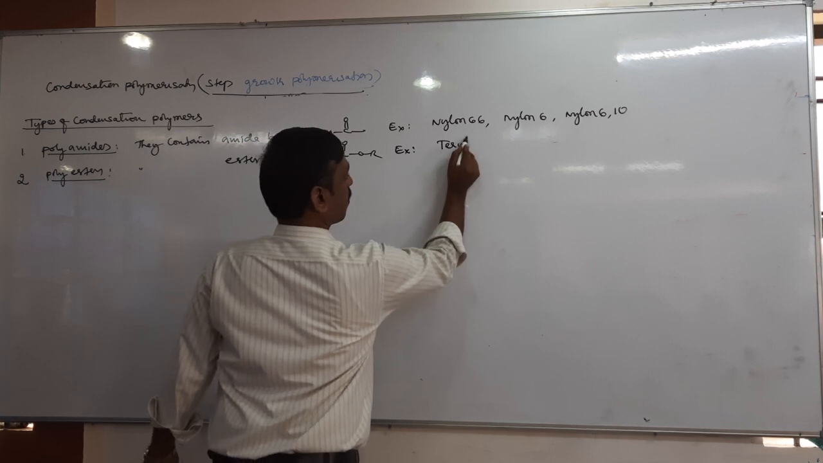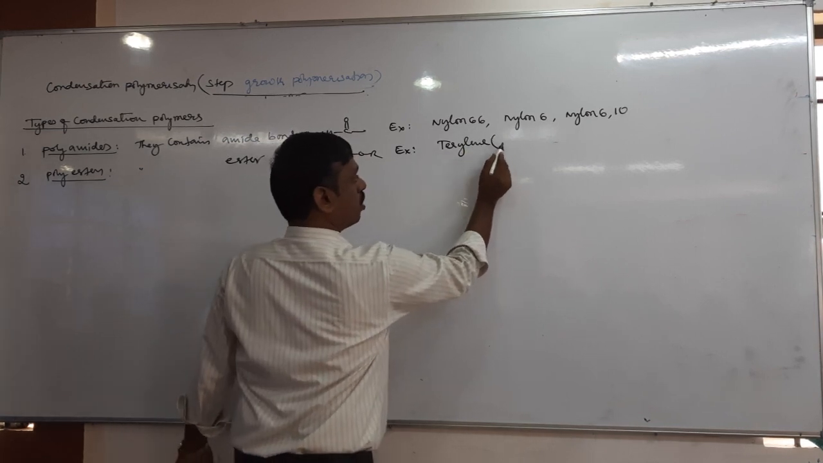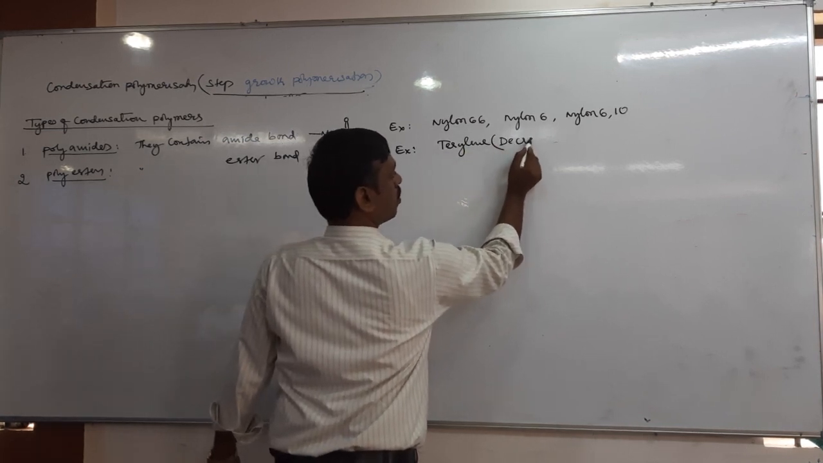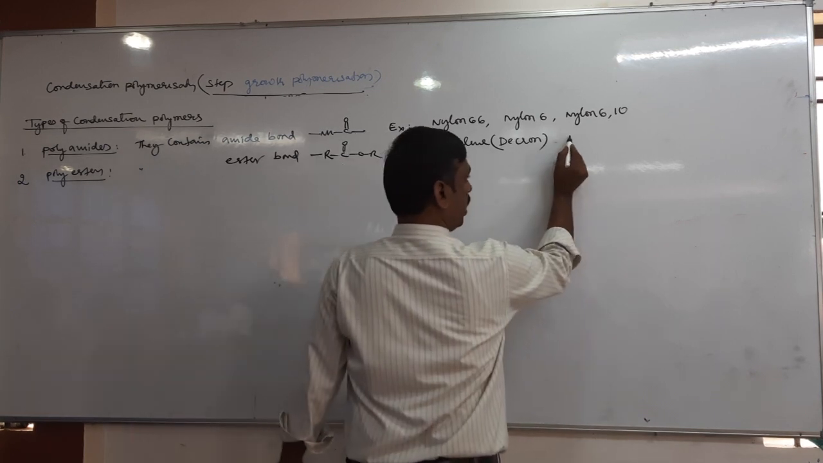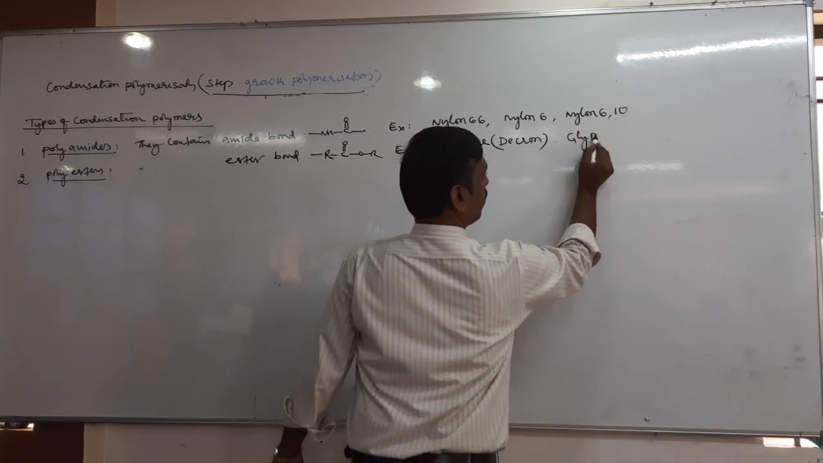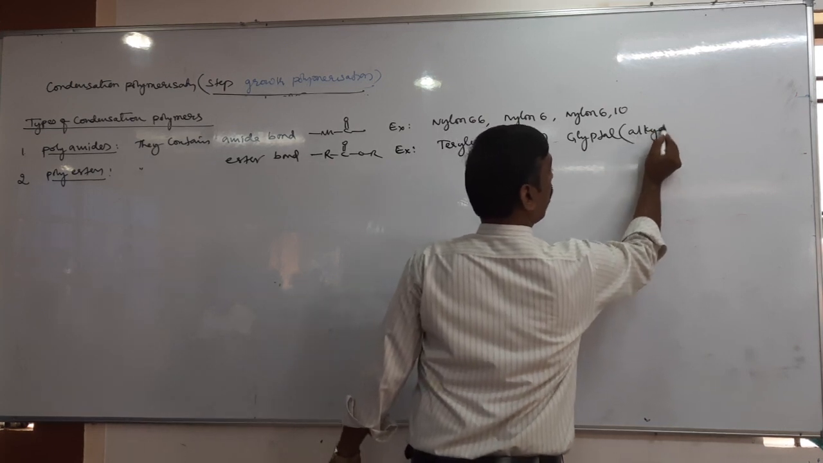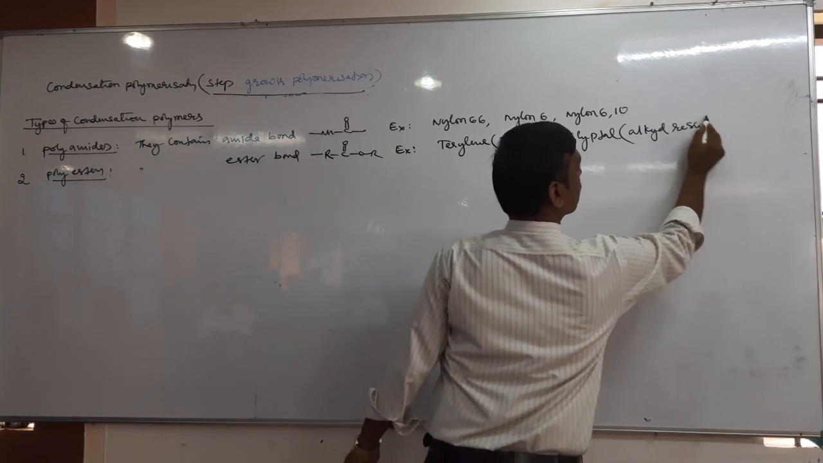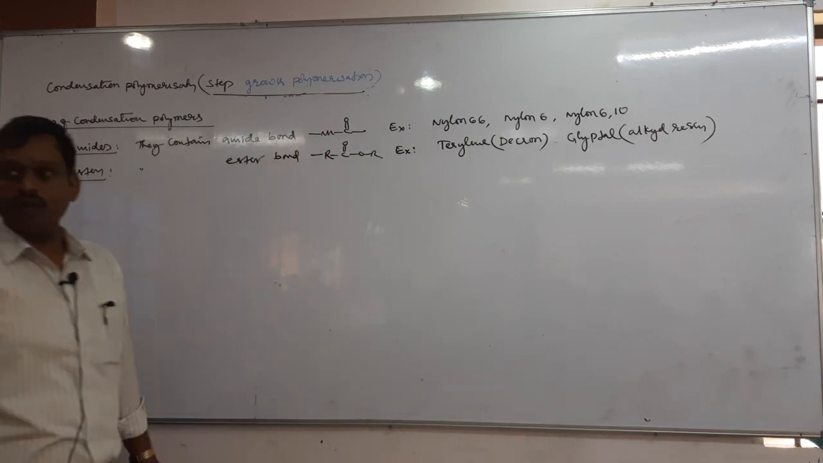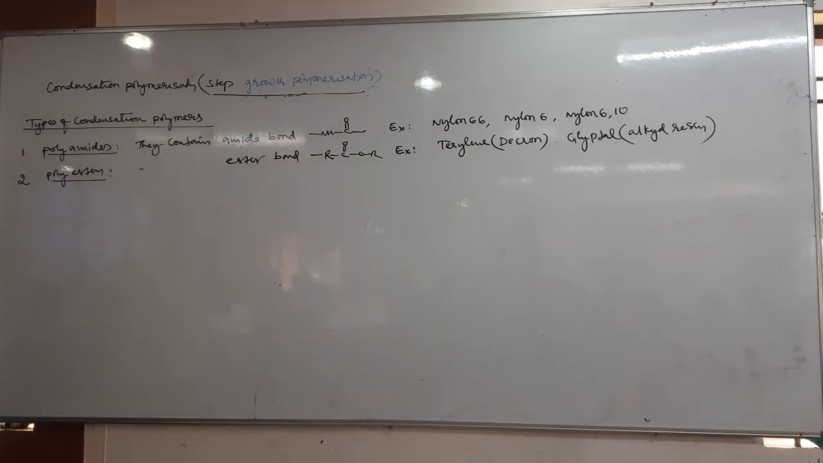Okay. And tell me the examples. Terylene, also called Dacron, and glyptal, also called alkyd resin. Terylene and glyptal, so these two are examples for polyesters. Next, the third one is polyacetals.